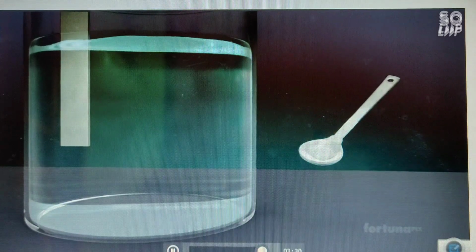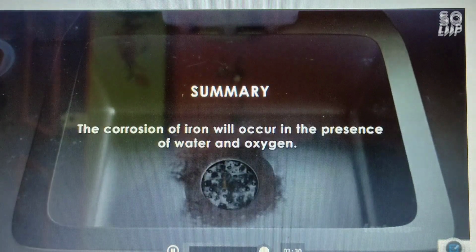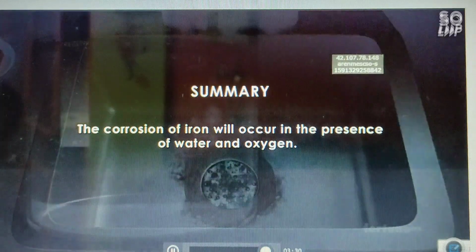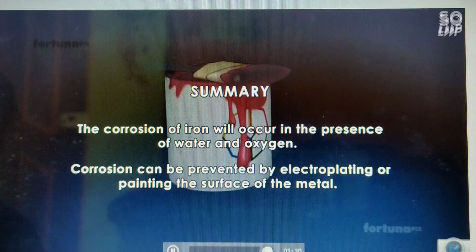Summary. The corrosion of iron will occur in the presence of water and oxygen. Corrosion can be prevented by electroplating or painting the surface of the metal.